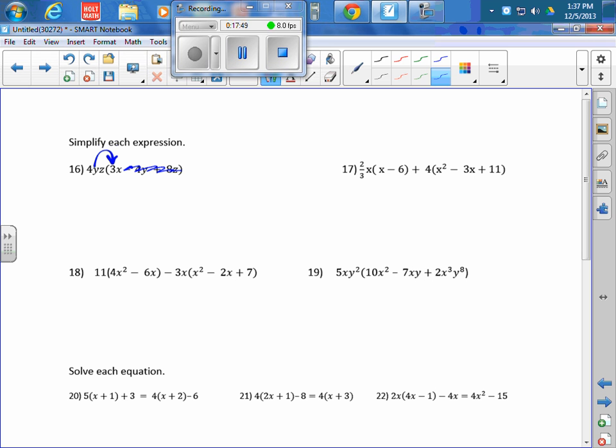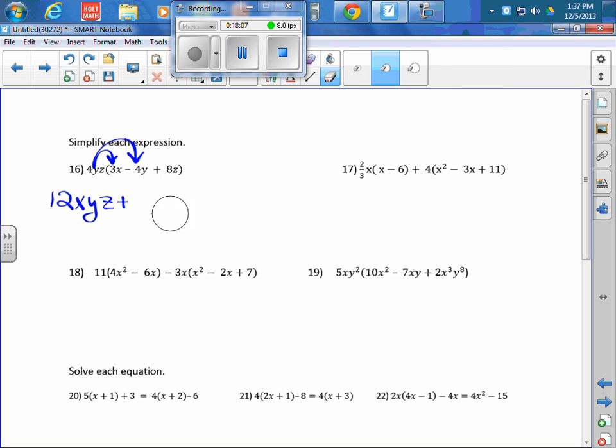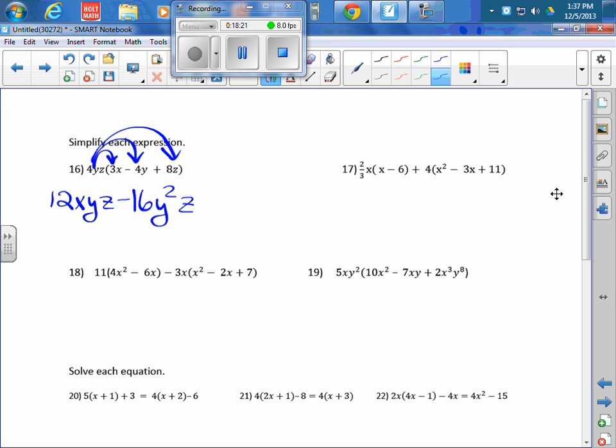You're going to multiply these two things. 4 times 3 is 12. List your variables in alphabetical order, x, y, z. Now I can take 4yz times the negative 4y. Now 4 times negative 4, negative 16. So minus 16. You're going to have y times y is y squared, and then you're going to have a z. Then you're going to take the 4yz times positive 8z, and you get plus 4 times 8, 32. Y, z times z is z squared. Final answer.